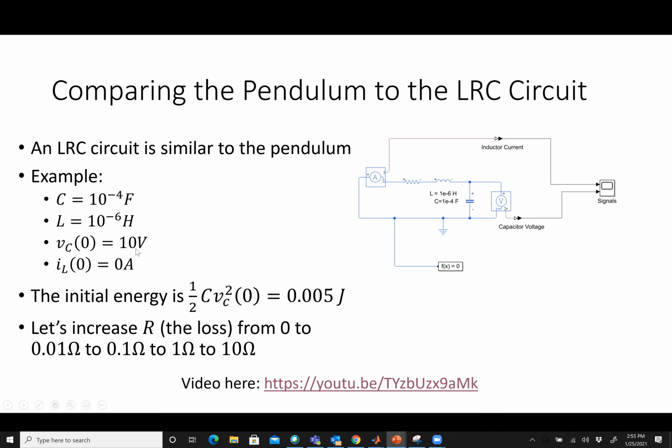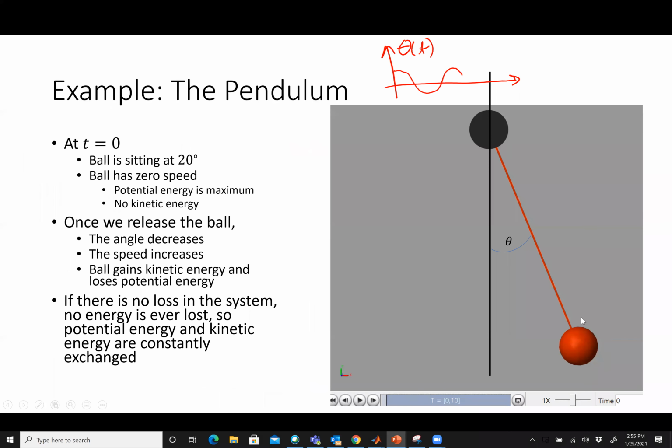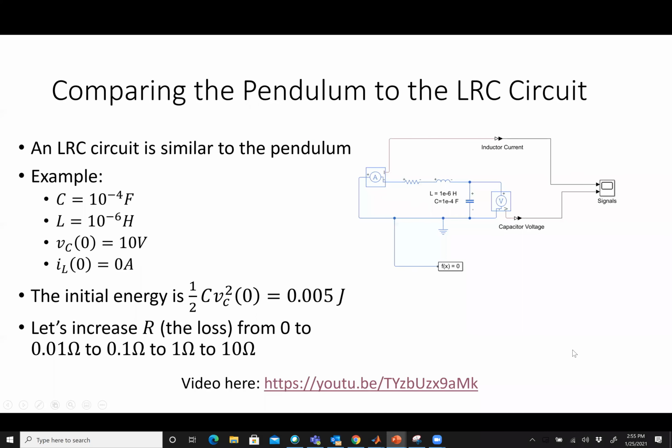So I basically am trying to do something pretty similar to what I did in my pendulum. In my pendulum, I started out with all potential energy. Here, I charge up my capacitor to 10 volts.